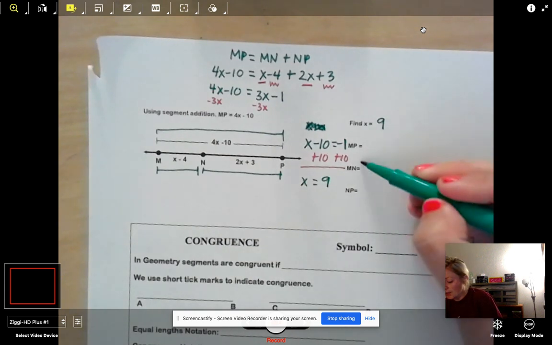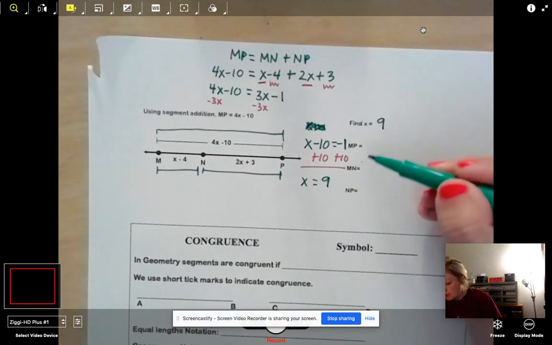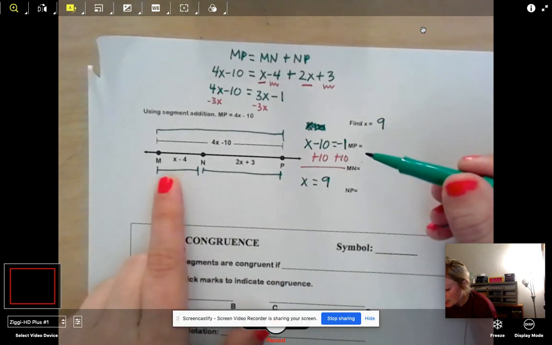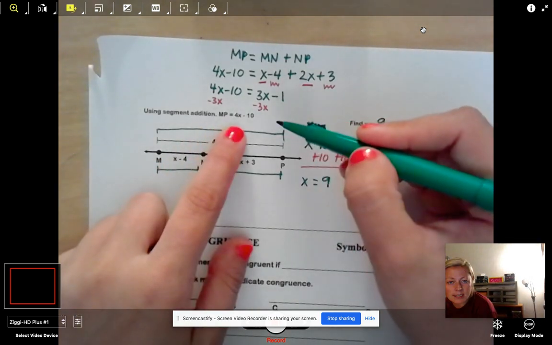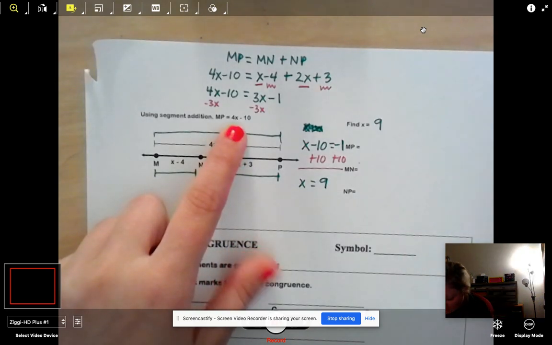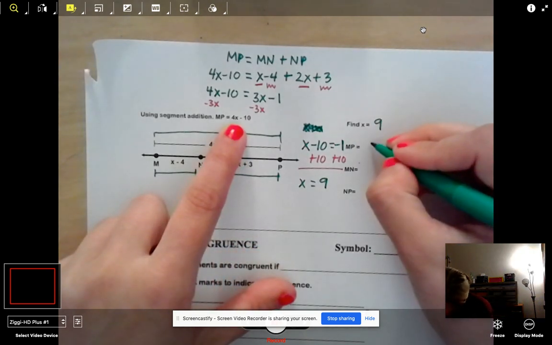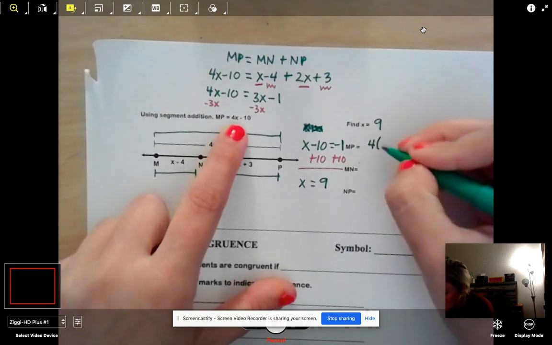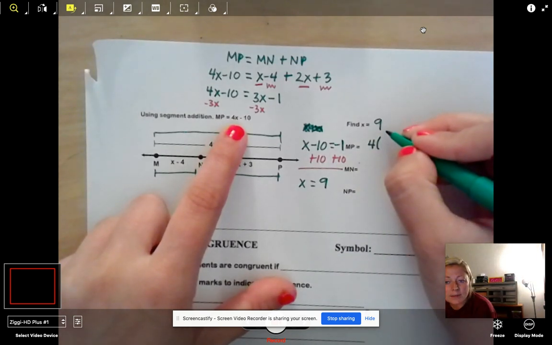And now we're going to go in and figure out what these are. So MP, we're just going to plug in. So MP is this little expression here. So 4x minus 10. So I'm going to have 4, but instead of writing x, I'm going to plug in 9 since that's what x equals.